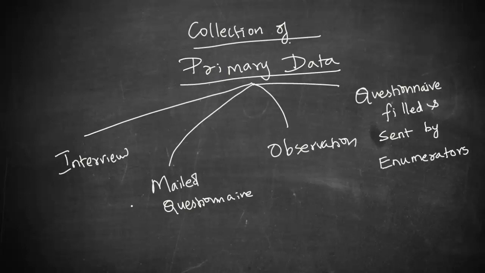See, the interview method itself can be categorized into three. One is the personal interview method. The second one is what is known as the indirect interview method. And the third one is known as the telephonic interview method. So when will we go for the personal interview method? In the personal interview method, the investigator will meet the respondent directly and collect the required information from them.